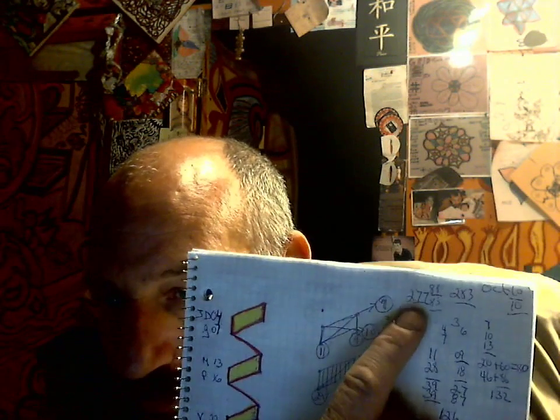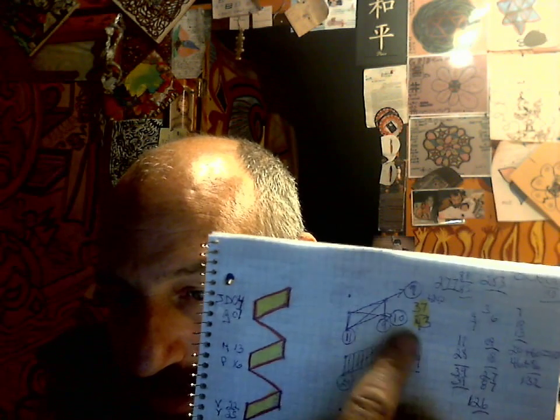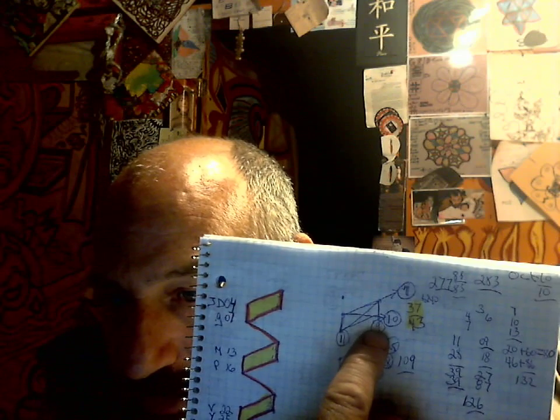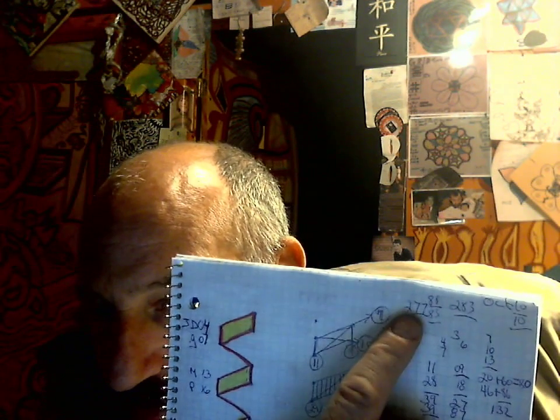277 is one of the numbers in here, but we won't go where. 240 plus 11 is 251, plus 9 is 260, plus 10 is 270, plus 7 is 277.